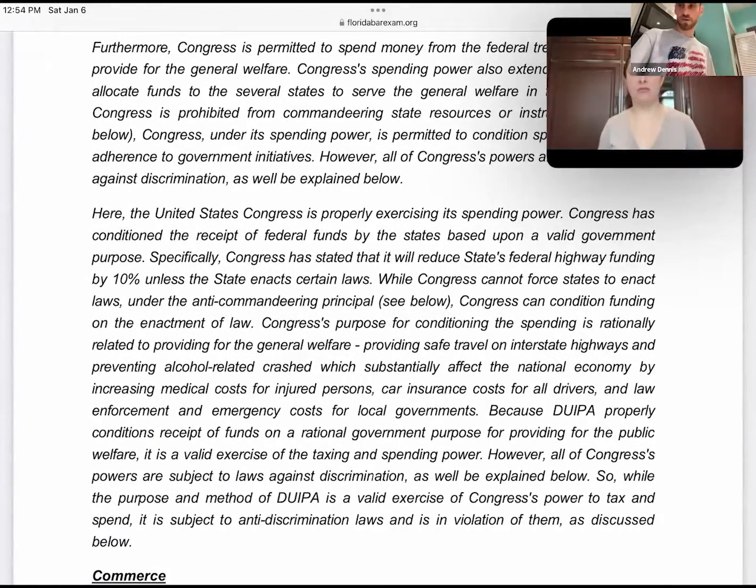So here we go, about what I was talking about, the conditioning. Congress has stated that we'll reduce states by 10%. While Congress cannot force states to enact laws under the anti-commandeering principle, Congress can condition funding on the enactment of the law, right? So make sure you understand that anti-commandeering. Congress cannot force states to enact law, but they can condition it on funding.